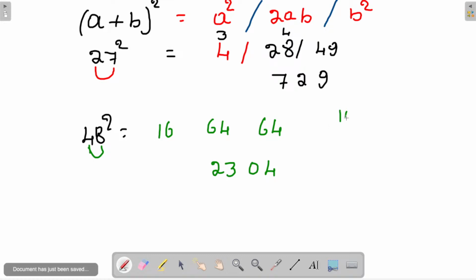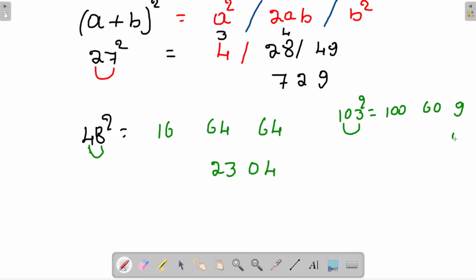For example, 103 square. What is a? 10. b is 3. First group, 10 square, 100. Second group, 10 threes are 30, double, 2ab you have to write. 3 square, 9, so here I write 9. Here I write 0. Here carry 6. Now 106. Your answer will be this. Okay, using this method, I hope it is clear. Write some examples using this method.